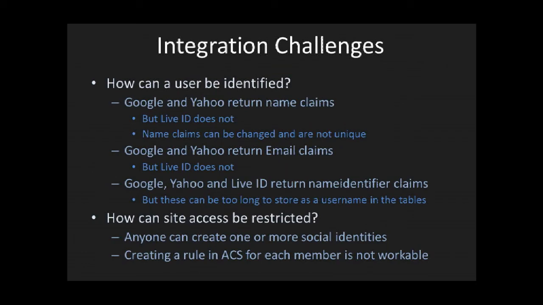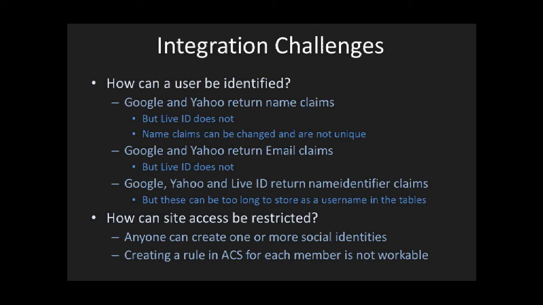Google and Yahoo return names, but LiveID does not. And anyway, the name claim can be changed, and it's not guaranteed to be unique. There could be two Gmail users with Alan Smith as their name. There probably are. And if somebody sets up one and then they get married or they change their name, then they're going to be modifying the actual name, so it's not going to be consistent.